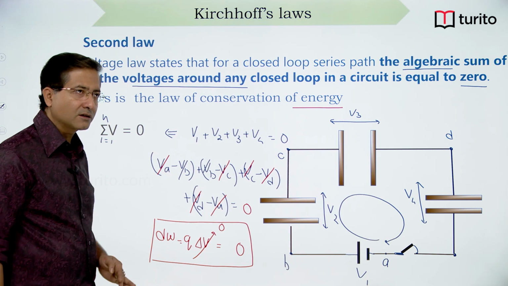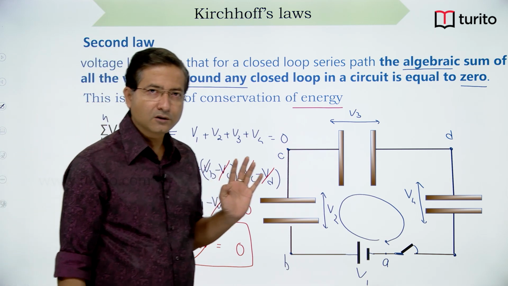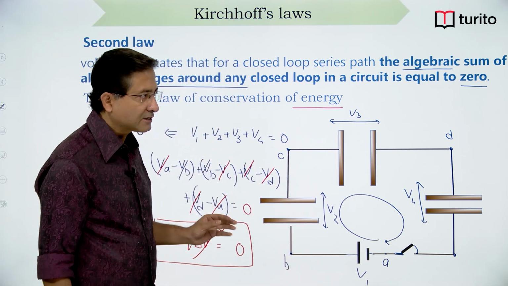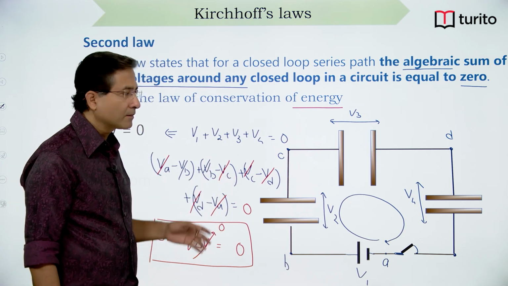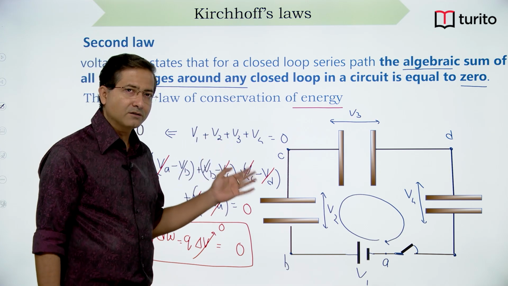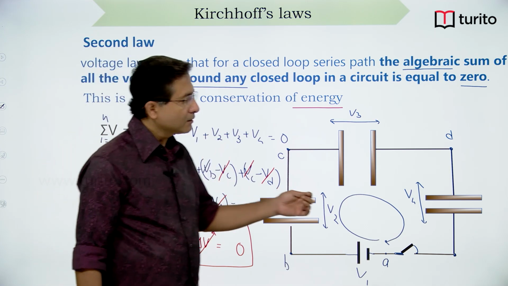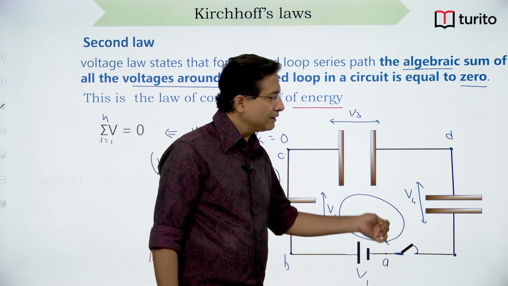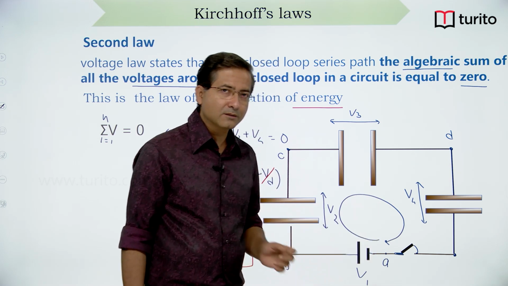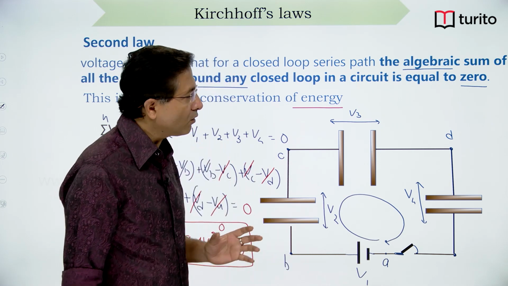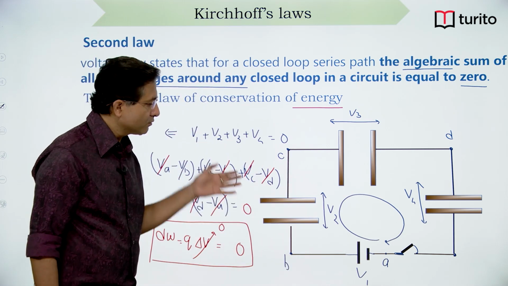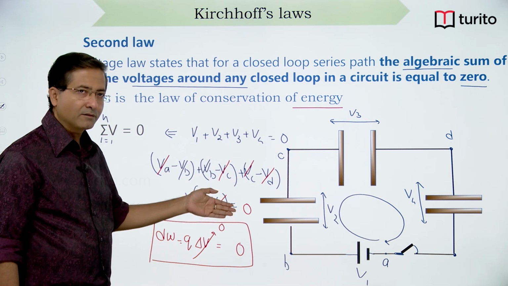So, the first law was the conservation of charge. Charge cannot be stored at the junction, whatever comes in goes out. And the second law, which is the law of conservation of energy, says that if your starting and ending point is the same and you are moving across the loop, then the algebraic sum of voltage drop across all the elements has to be 0. So, this is what we have.